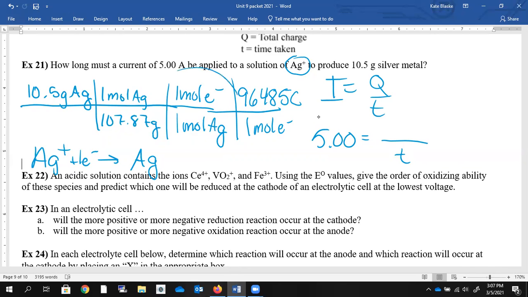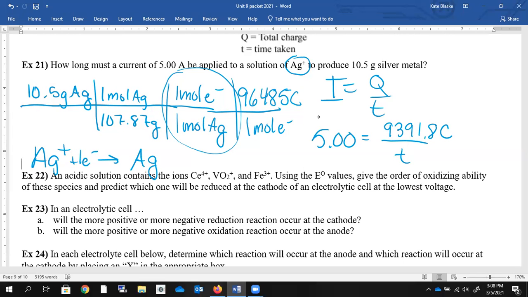So this is sort of where our stoichiometry comes in from our balanced equation or from thinking about our half reaction. So if I do this math, this is going to give me my Q value: 10.5 times 96,485 divided by 107.87 gives me 9,391.8 coulombs of charge.